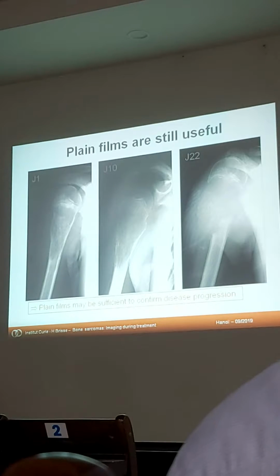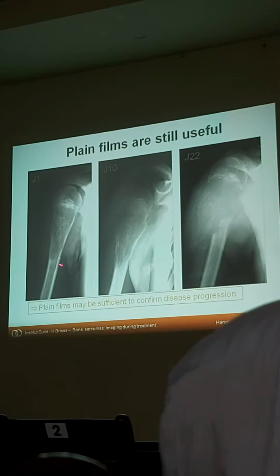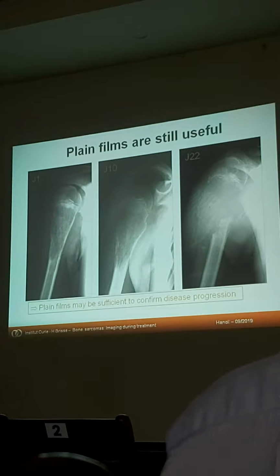For example, this patient has a very aggressive osteosarcoma. It was a telangiectasic type of osteosarcoma. And this is a plain film diagnosis. This is a plain film 10 days after the beginning of the chemotherapy and 3 weeks after the beginning of chemotherapy. And as you can see, the destruction of bone is increasing. So it's obviously a disease progression during the treatment. So it is associated with bad prognosis, but you have to recognize this. And the diagnosis of this patient is osteosarcoma, telangiectasic osteosarcoma.